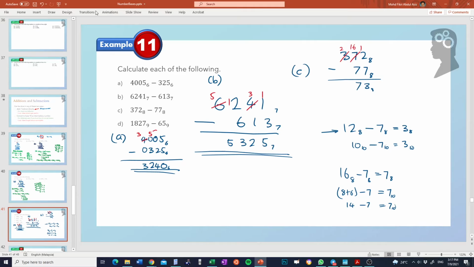Oh, okay, faham. So now 3 ni tolak kosong sini jadi bukan 3 lah, jadi 2 lah. So 273 base 8. That is the answer for question C. Any problem?